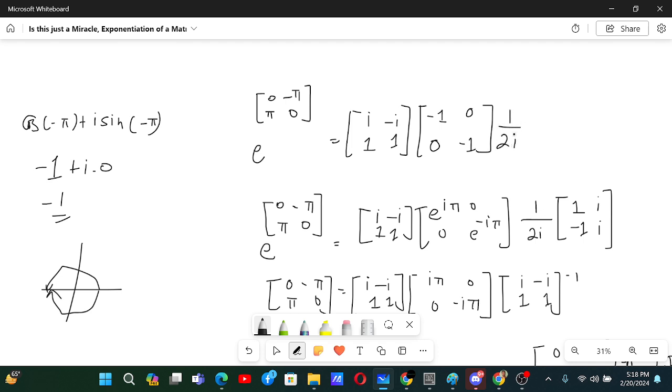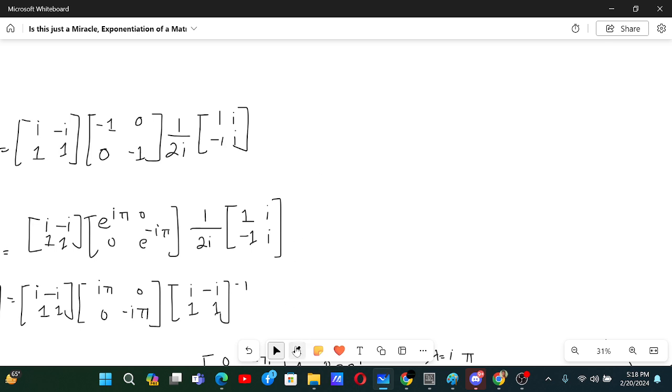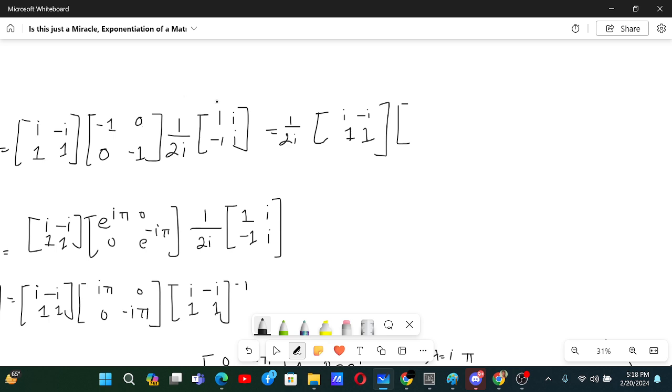And 1 by 2i, and this is 1 minus 1 i. Okay, so now we have to multiply this. It's somehow like long boring work, but we will do it, don't worry. Now if I multiply these two, what do I get? Minus 1, 0, 1 minus 1, so minus 1 basically, minus 1, 0, i minus i basically, 0 minus 1, so 1, 0 minus 1, so minus i. Okay, now this one, let me multiply.